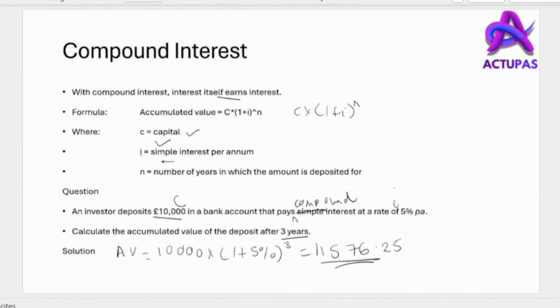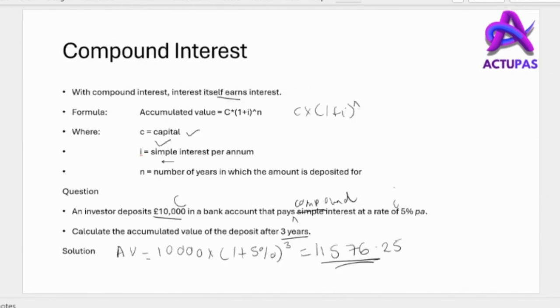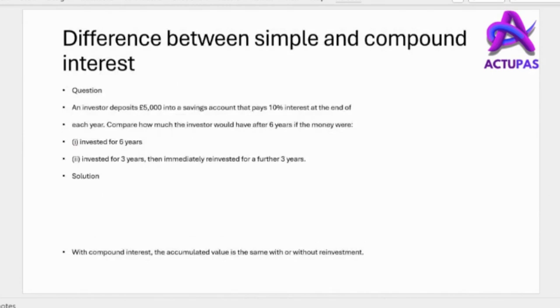That would be your answer using compound interest. And as you can see, from simple interest we had 11,500 here, but with compound interest it's 11,576.25. The same term, the same capital amount, the same interest rate. Why is compound interest higher? It's because with compound interest, the interest also earns interest, making the accumulated value higher.